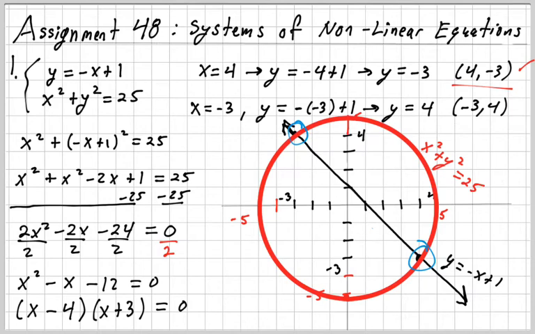All right, so let's look at what we got for the next one. So I have x squared plus y squared is equal to 25. So we're going to look at the circle again. And then we're going to have y equals x squared minus 5, and that's going to be a parabola shifted down 5 units. We can also solve this one by the substitution method.